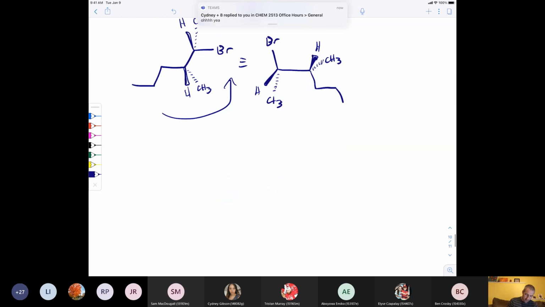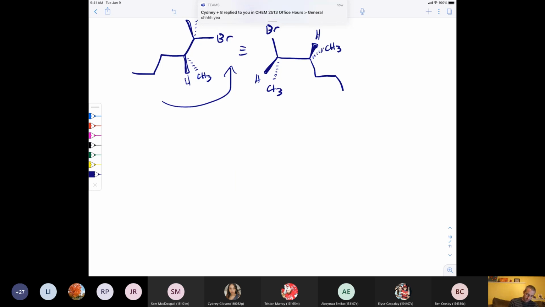Perfect. Okay, so what I want to do is rotate this around because I need the bromine and the beta hydrogen, this is the beta, to be anti to each other. So when I rotate something, every time you rotate a bond, leave one side the same. So it's going to be easier, I think, to leave the left side the same. So we're going to leave the left just like we had it before.